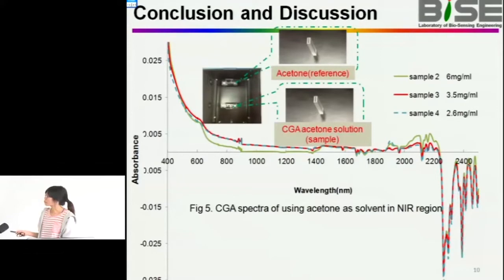This time, the CGA acetone solution was used as the sample and the acetone was used as a reference. Then we can get the CGA spectrum again. This is the CGA spectrum at a different concentration.